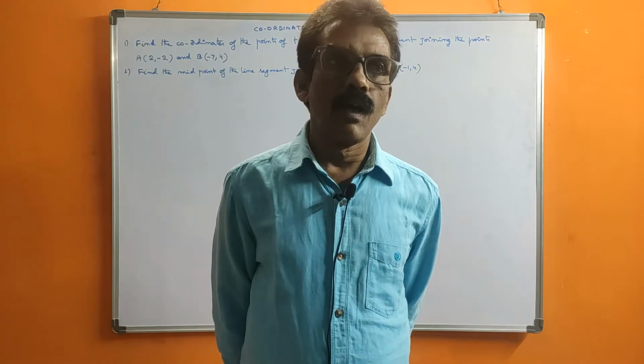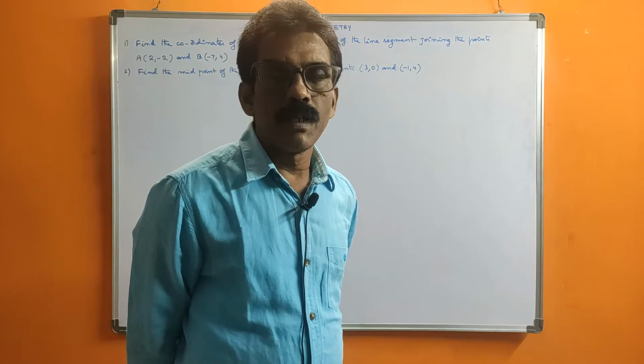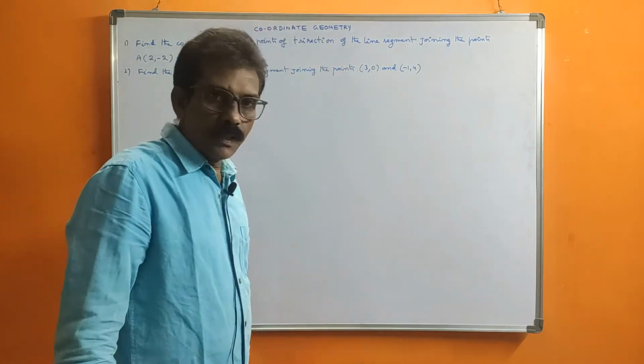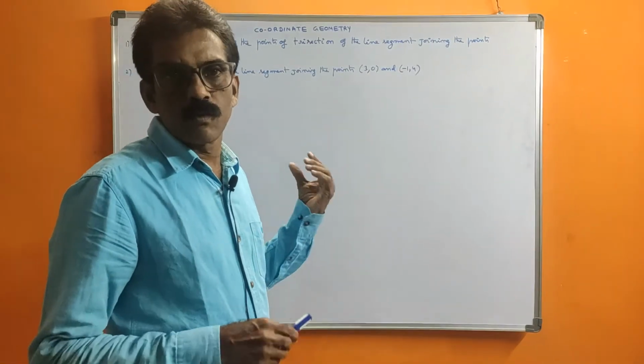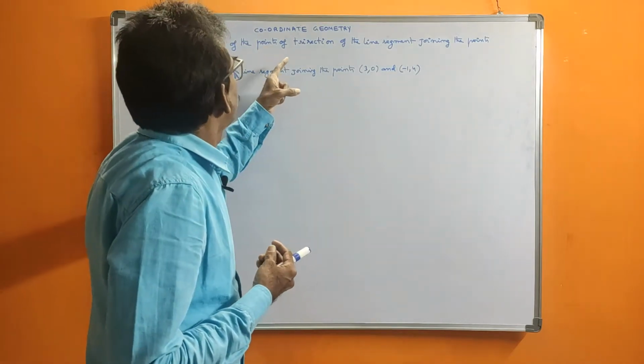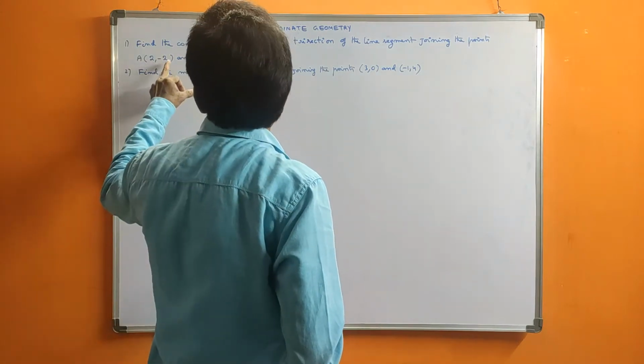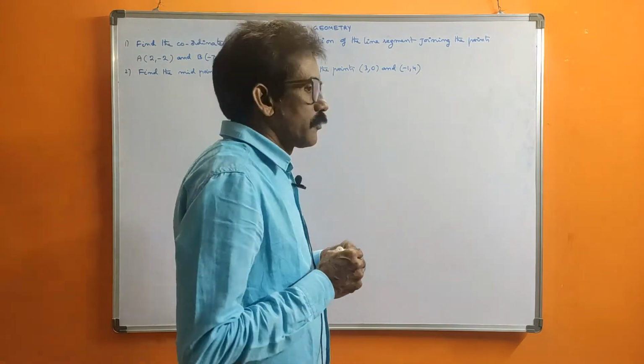In this video, I want to explain some more coordinate geometry numerical problems. I want to explain two problems. First is, find the coordinates of the points of trisection of the line segment joining the points A (2, -2) and B (-7, 4).